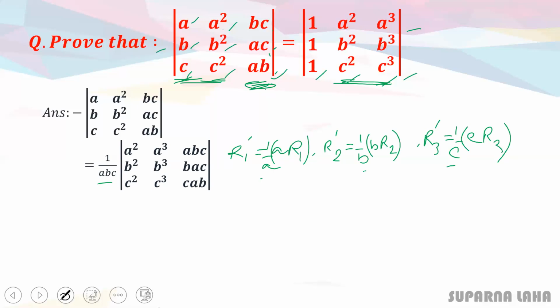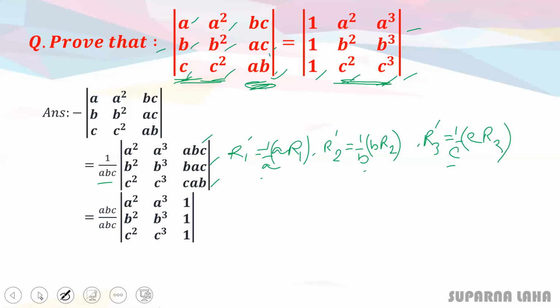Okay. Now, in this 3rd column, all the elements are the same, so we can take ABC common. So you will find this determinant is given by a square, a cube, 1; b square, b cube, 1; c square, c cube, 1. Now look at that.